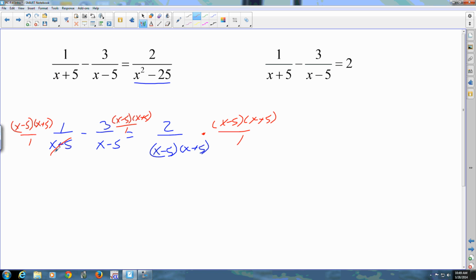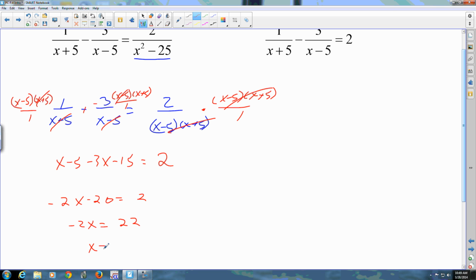Okay. The x plus 5 cancels, and you're left with 1 times x minus 5 is x minus 5. I'm going to move this subtraction up so I don't lose it. X minus 5 cancels, and I have minus 3x minus 15 is equal to, all of this cancels, 2. So once that, bam, your fractions are gone, collect like terms, add the 20 over, minus 2x is equal to 22.